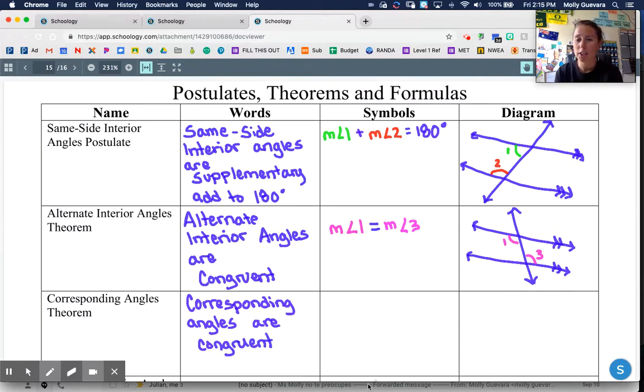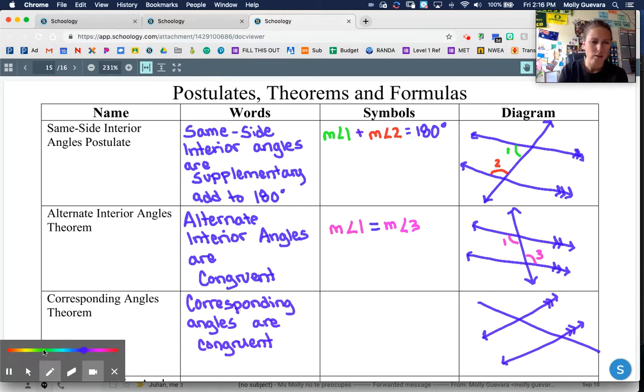Corresponding angles are congruent, meaning if there are angles that are in the same position, they are congruent. So here's the parallel line. Remember, corresponding angles, we're looking at parallel lines here. Okay, so if the lines are parallel, the angles are the same. Here's a transversal.